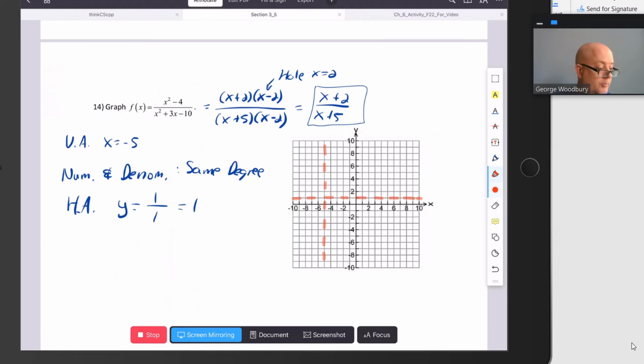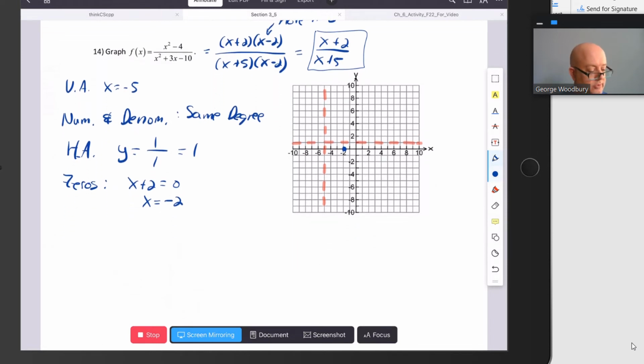Zeros come from the numerator. That's where x plus 2 equals 0, or x equals negative 2. So we're going to have a point there. We've got a couple of choices here. I could graph the hole. I could try to figure out if the graph crosses the horizontal asymptote. Maybe I'll do that first.